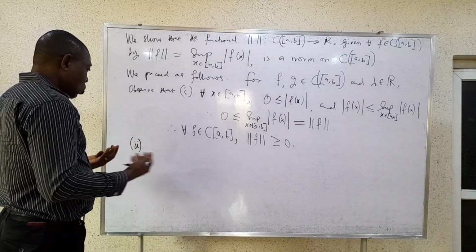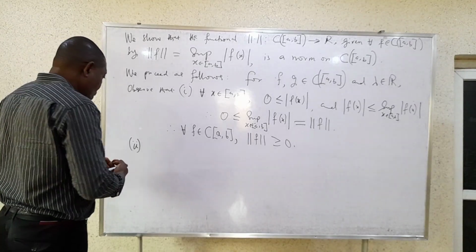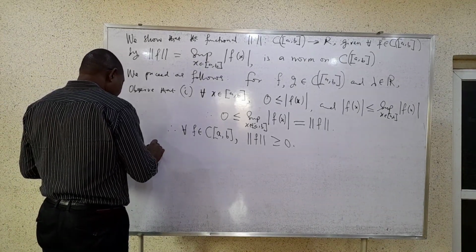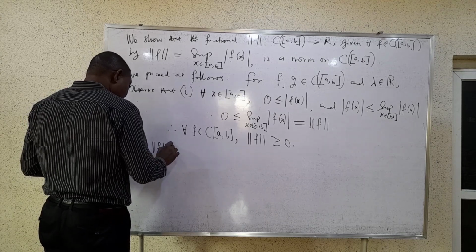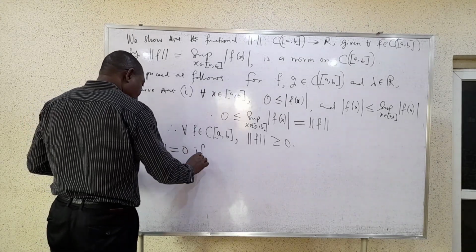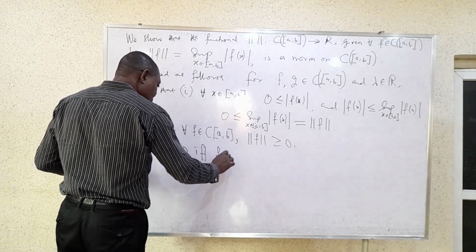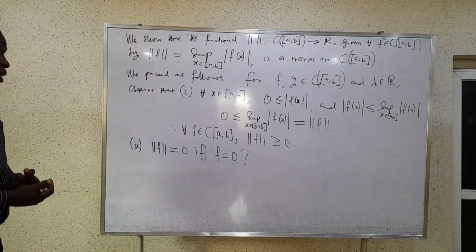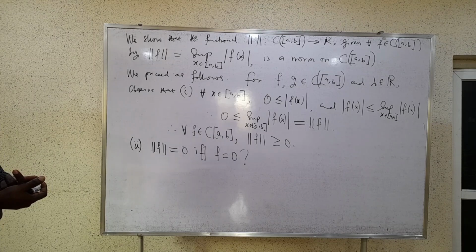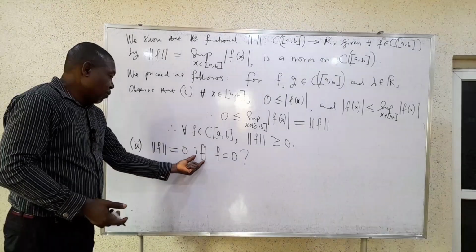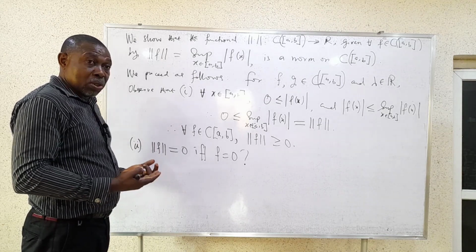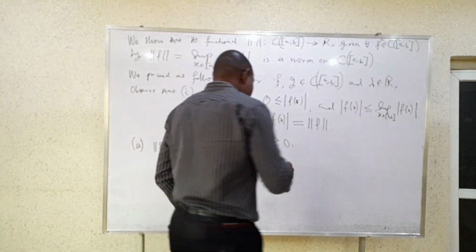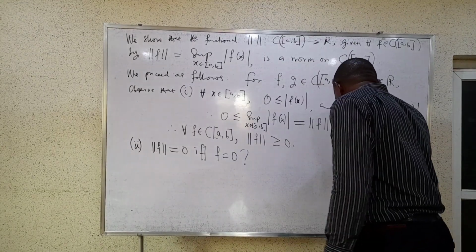Now I want to go 2 ways. What we want to show now is that this is equal to 0 if and only if f is equal to 0. This is what I want to show. The question mark there means that we've not been able to show that. And this if and only if, I would break into 2. If and only if means double implications.